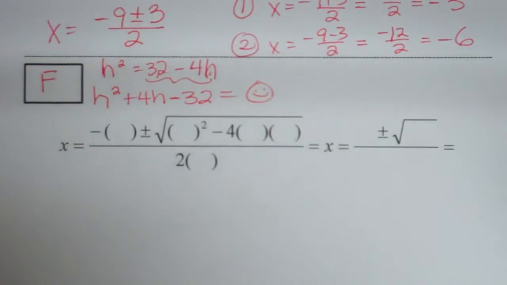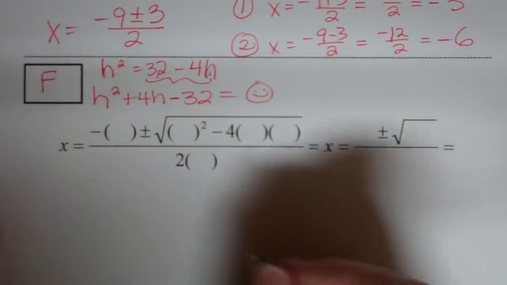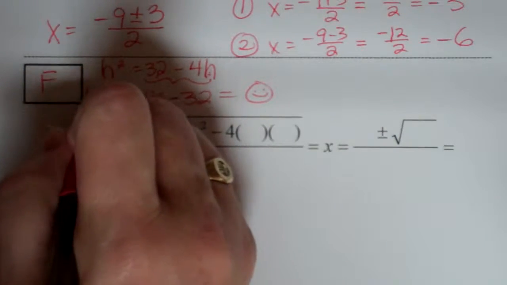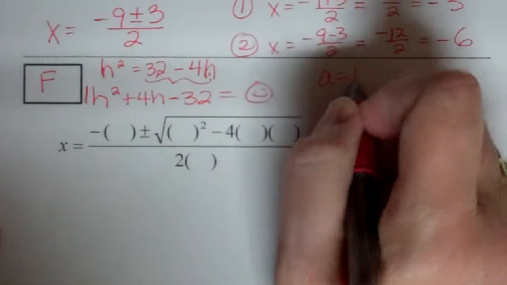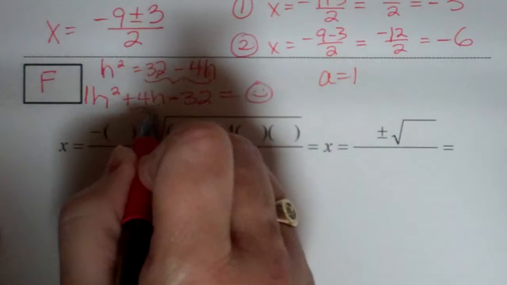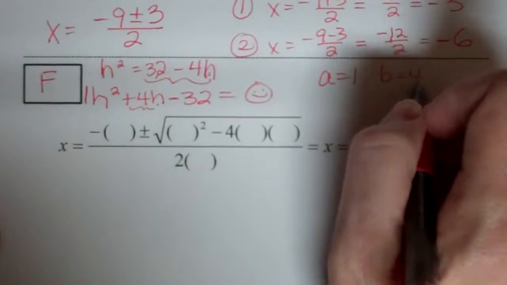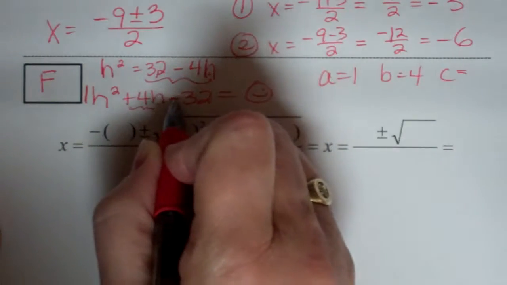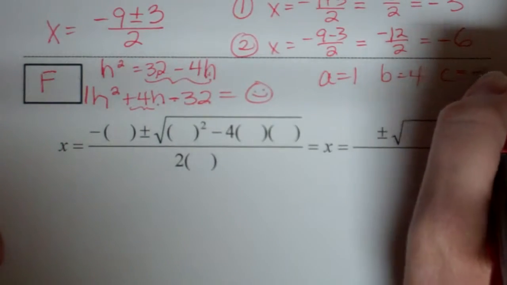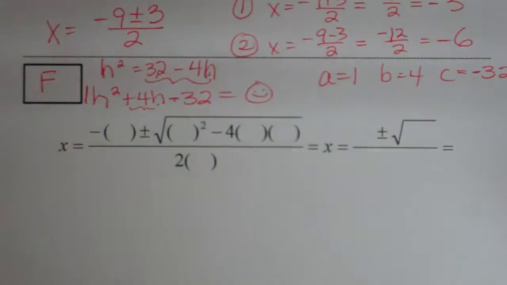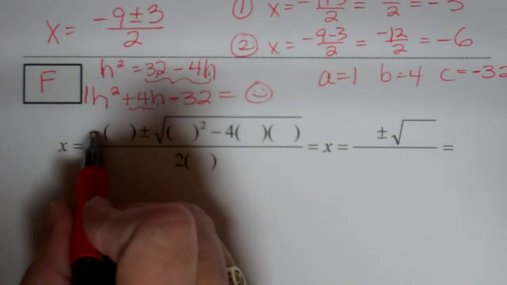Here he is to save our day, 0. He's my hero. In front of my square term here I have a 1, so A is 1. In front of my plain letter I have 4, so B is 4. And on the end I've got negative 32. Don't be a negative dropper now, children. We don't want to miss this for doing something silly. Alright. So x is equal to negative b.